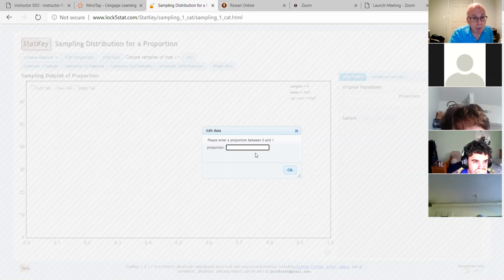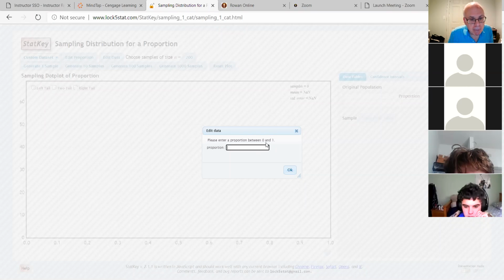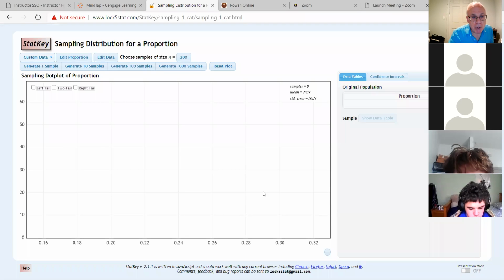So I'm going to pick a proportion for a population, and somebody give me a proportion between 0 and 1. Any decimal between 0 and 1. Make it not too small, not too big. 0.24. Okay, so we'll type in 0.24. You said 0.24, that's it, right? So we're going to pick 0.24 as our proportion. That's our population proportion.